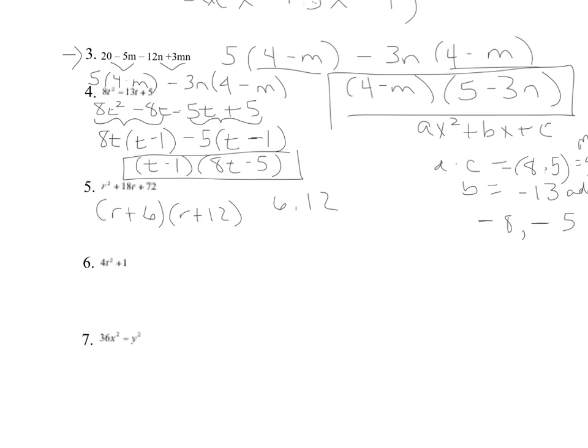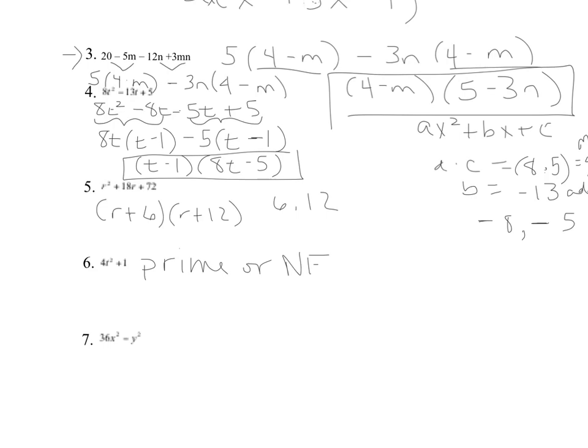So if I scroll down and ask you again on number 6, is the first term a perfect square? The answer is yes. Is the last term a perfect square? Yes, because the square root of 1 is 1. But the third question: is the sign in the middle subtraction? And your answer is no. If you get a no to any one of those 3 questions, your answer is that this is prime. It will not factor. Or you can put NF for not factorable. Now, if that had been a subtraction sign in the middle, we would have gotten a yes and we would have been able to factor it.